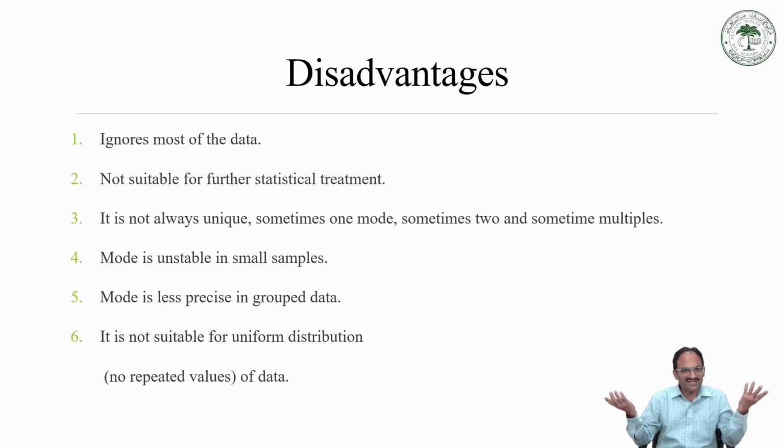It is not always unique. I mean, sometimes it is unimodal, bimodal, or sometimes multimodal. This is the third disadvantage. It is unstable, particularly in small samples. Mode is less precise, particularly if you talk about grouped data, and definitely it is not suitable for uniform distribution of data. If the data is uniformly distributed, and no number is repeating more than once, then in that situation you will not be able to calculate the mode. So these are the disadvantages of mode.